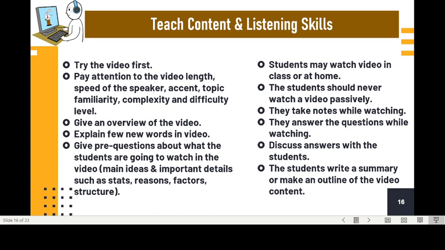The students should never watch a video passively. While watching, they should take notes, and also they should answer the questions that you have given them. Whether they do these things at home or in the classroom, if they do them at home, then in class, you have to discuss the answers with the students. After you finish the discussion and watching, the students can go home and write a summary or make an outline of the video content. If you have time, you do this in class. If you don't have time, the students can do this at home.